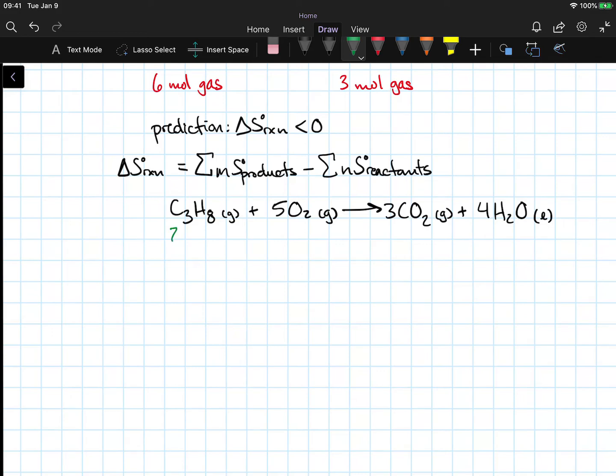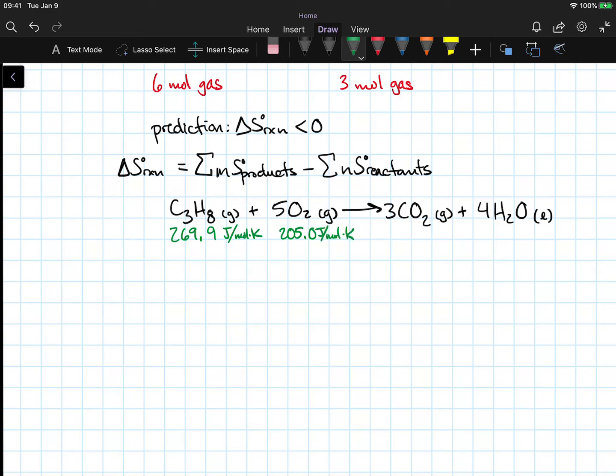If we look up in the back of the textbook, propane has a standard entropy of 269.9 joules per mole times Kelvin. So we have to be careful. All of our enthalpy values, delta H, are in kilojoules, but this is in joules per mole. It's a lot lower value. The standard entropy of oxygen is 205.0 joules per mole times Kelvin.